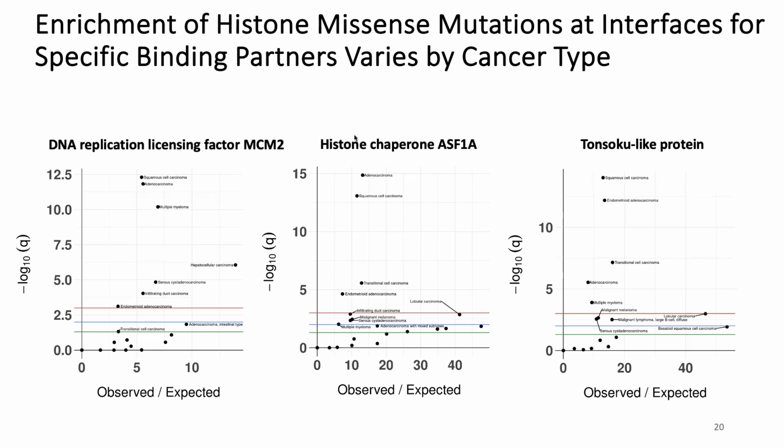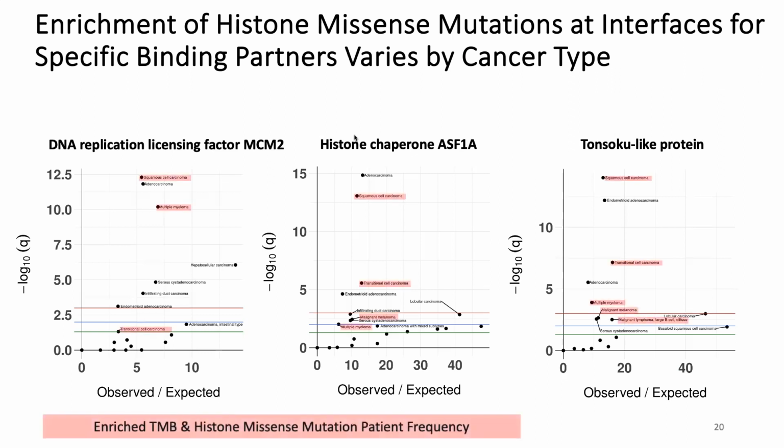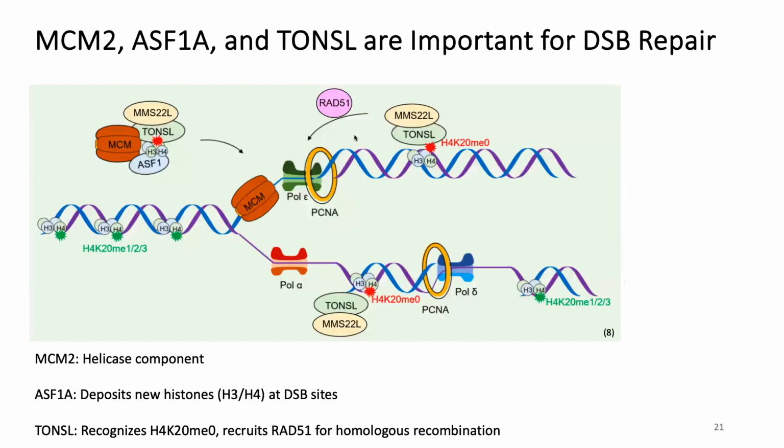Now, what I found interesting about these 3 different proteins is that a number of the cancer types that we found to have a higher tumor mutational burden and a higher frequency of patients with histone missense mutation, we also found that the mutations inside of these cancer types generally tend to aggregate at interfaces for these proteins. And the reason that I find this so interesting is because these proteins are part of a specific pathway for double-stranded break repair.